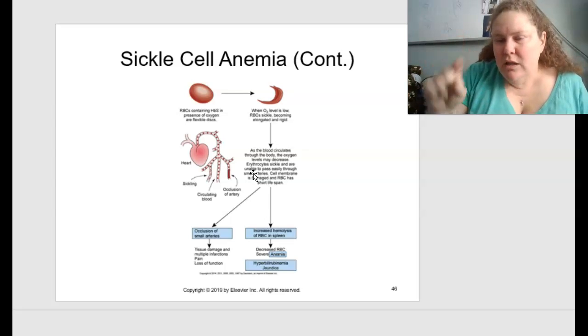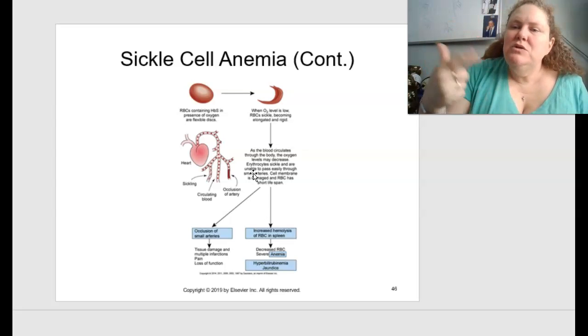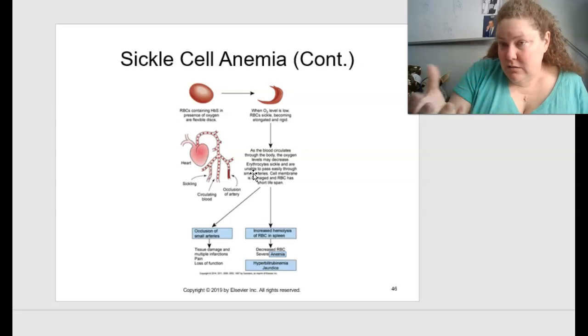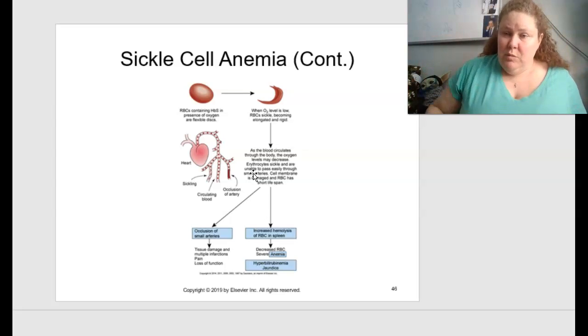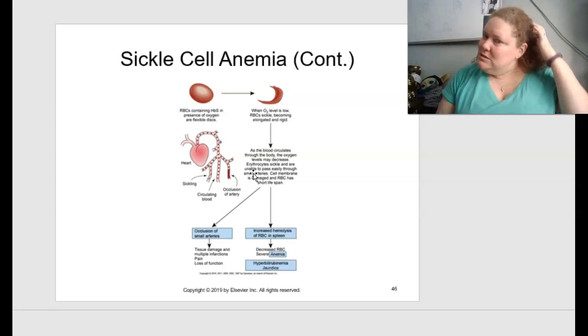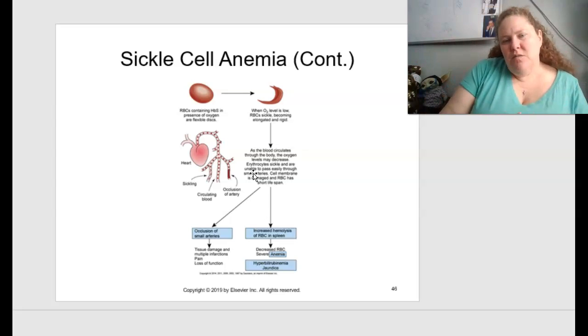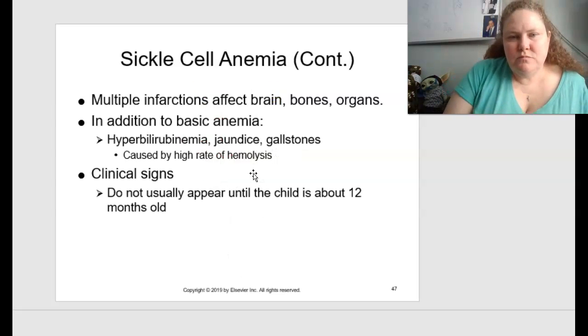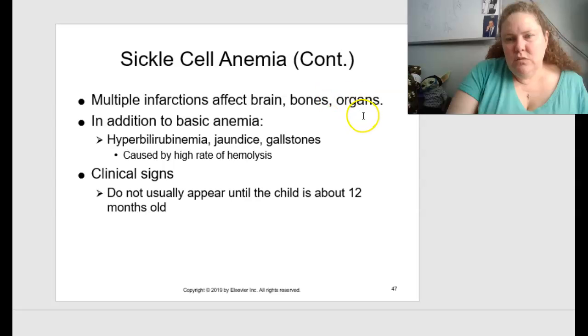When they're shaped wrong and they're shaped like a sickle, not only do they get caught on things, they have a propensity to gather and form a blockage, but they're also going to be bumping along the cell walls of your vasculature system instead of flowing nicely. So that can be very painful. So you have multiple infarctions that can affect the brain, bones, and organs.